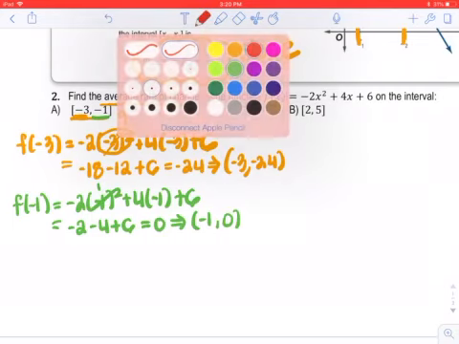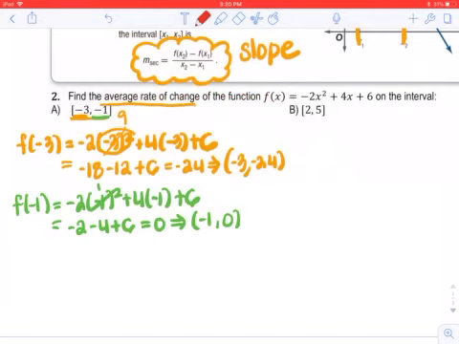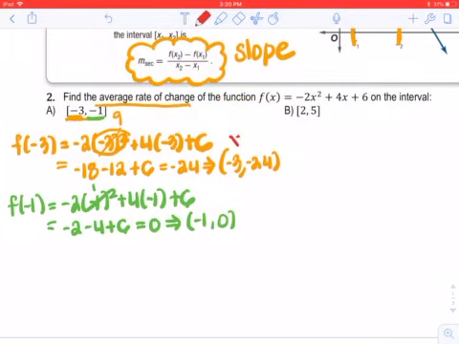Now that we know those 2 points, we can find the average rate of change, because average rate of change is the same thing as slope. So if I call this x1, y1, and this x2, y2, I can use that slope formula right there to find the slope of the secant line.